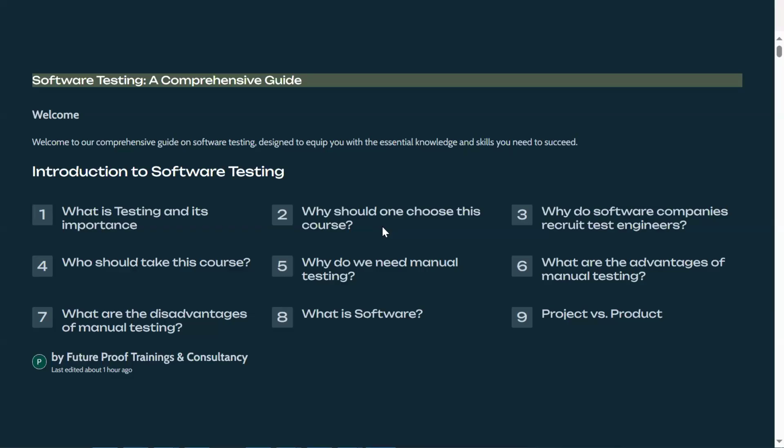Got it, right? That too, this course is always in demand. Why? Because testing will be needed in software development, making it a stable career choice. Okay. The other one: why do software companies hire test engineers?